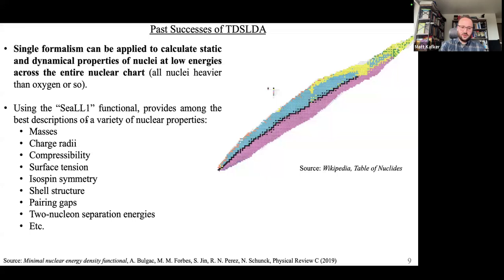So using this functional, again, that's a lot of technical details, but it might be interesting for some of you. Using this particular functional, which we call SEAL, we have among the best descriptions of a variety of nuclear properties, again, over the entire nuclear chart, including masses, charge radii, compressibility, surface tension, et cetera. There's a lot of properties here. So it's a very flexible approach. And the only thing that you need to change to go from one nucleus to another is you change the particle numbers, and then you change the size of the box to make sure the nucleus can fit. And like I said, after that, everything is simply solving the equations of motion.